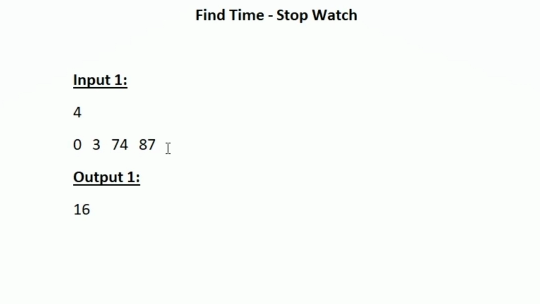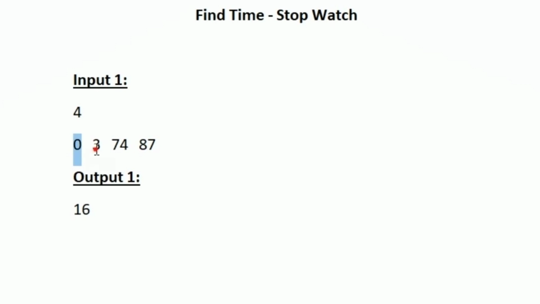Initially we will be given a stopwatch in which the time is 0, and these are the intervals at which the button is clicked in that stopwatch. We have to find the time that will be shown in the stopwatch after clicking the buttons at these intervals. Initially the time will be 0 in the stopwatch, and the first time the button has been clicked.